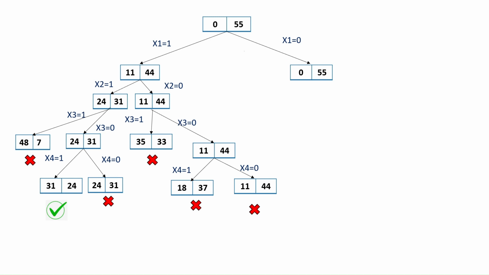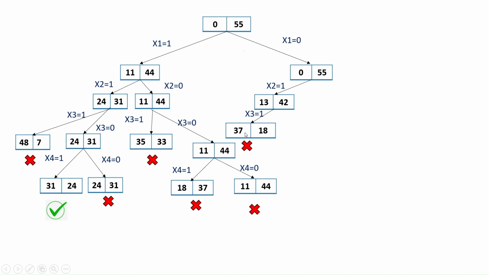Here x2 equals 1. At x2 the value is 13. So 0 plus 13 is 13, and 55 minus 13 is 42. Then x3 equals 1. At x3 the value is 24. So 13 plus 24 is 37, and 42 minus 24 is 18. Here 37 is greater than 31, so this is not the solution.